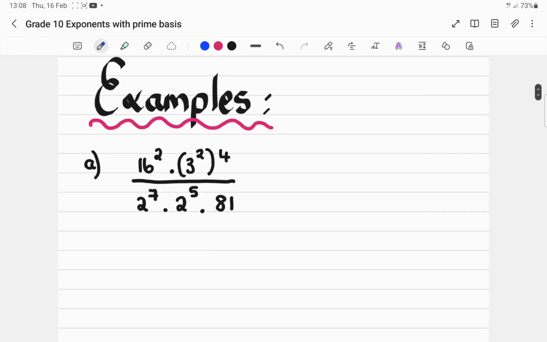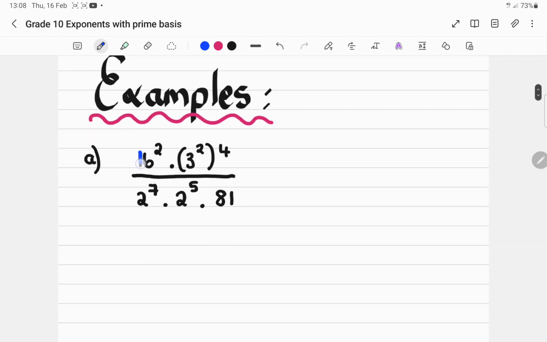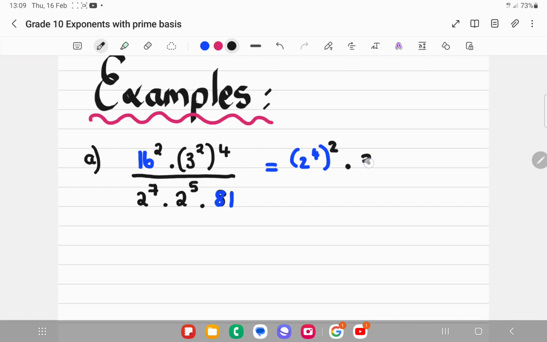All right, so let's have a look. Which numbers are not a product of their primes? So remember, prime numbers are like 2s and 3s and 5s. And at the moment, those two numbers are not a product of their primes. So I'm going to replace the 16 with 2 to the power of 4. Now, that 2 on the outside is still over there. So it's 2 to the power 4 raised to a further 2. And the rest stayed the same.